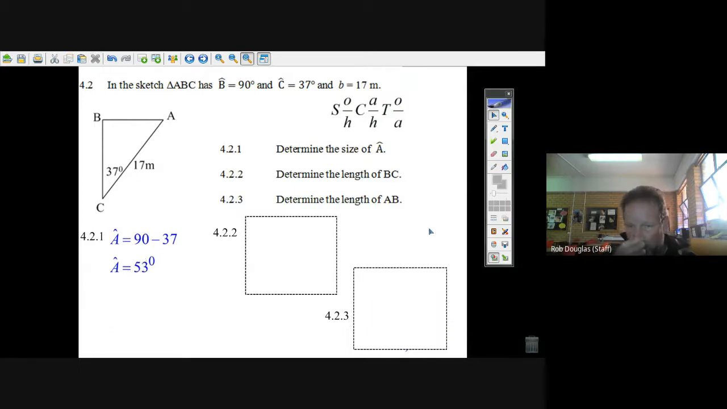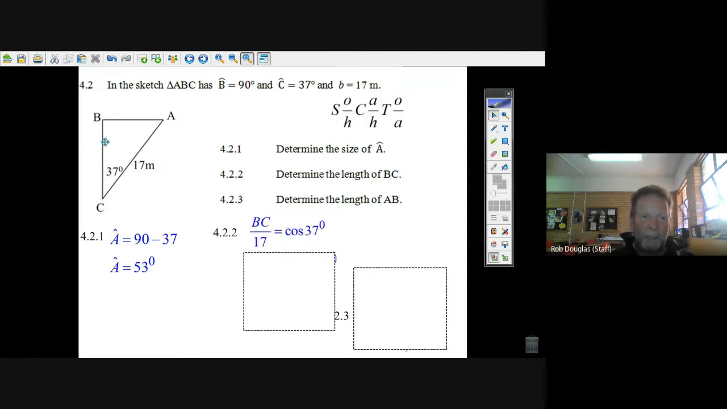Determine the length of BC. Okay, that's this side here. Well, I don't know what it is, but I can make a fraction out of BC. I can go BC over the hypotenuse. That's adjacent over hypotenuse. BC is the adjacent side. CA is the hypotenuse side. That's the cosine of 37 degrees. Multiplying both sides by 17 will give me BC. And on my calculator, that's 13.58 meters.